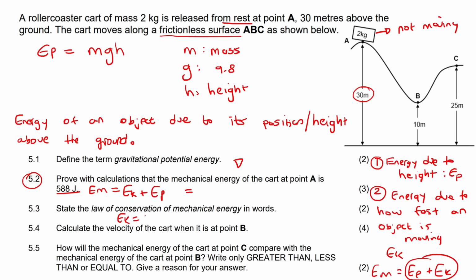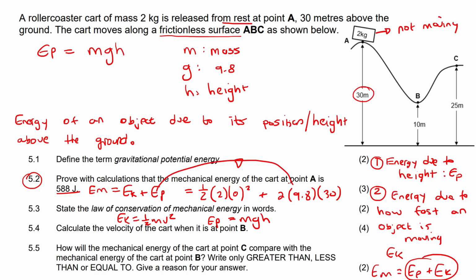We know that kinetic energy is a half mv squared, and that potential energy is mgh. So we say a half times the mass, which is 2, times the velocity, which is 0, plus the mass, 2, times gravity, 9.8, times the height, 30. I'm just using the kinetic energy formula and the potential energy formula. If you work this out, you end up with 588 joules.